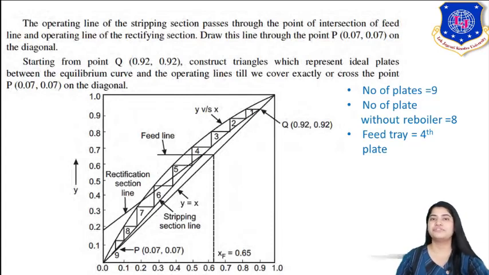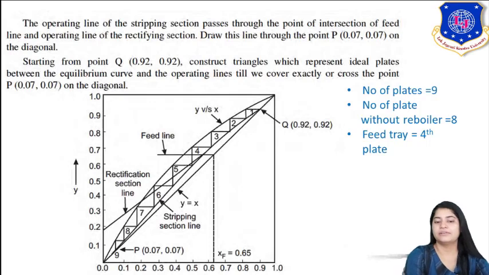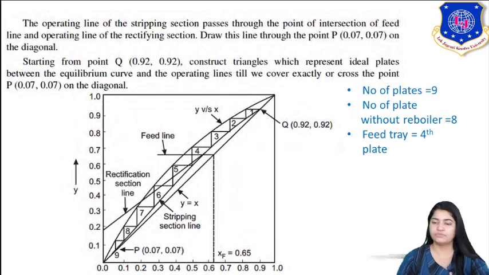Now, location of feed plate. See, at stage 4, the feed line, which is horizontal, intersects with the rectification section line and the stripping section line. When the three lines intersect with each other, that stage is your feed plate. Hence your feed tray is the 4th plate. So this way you plot the number of stages on the graph using the McCabe-Thiele method.